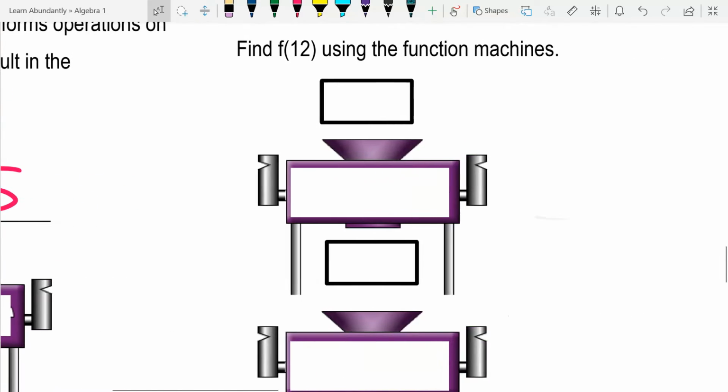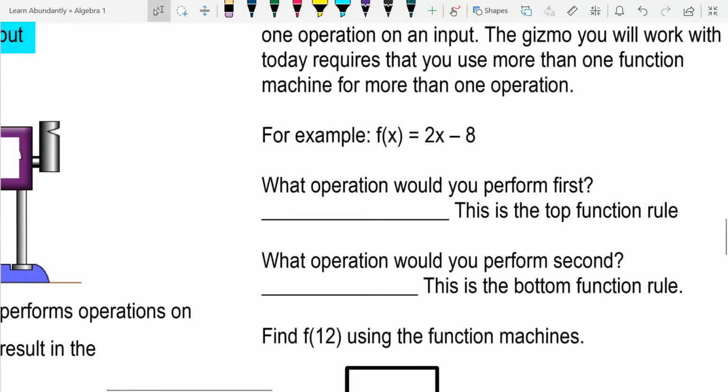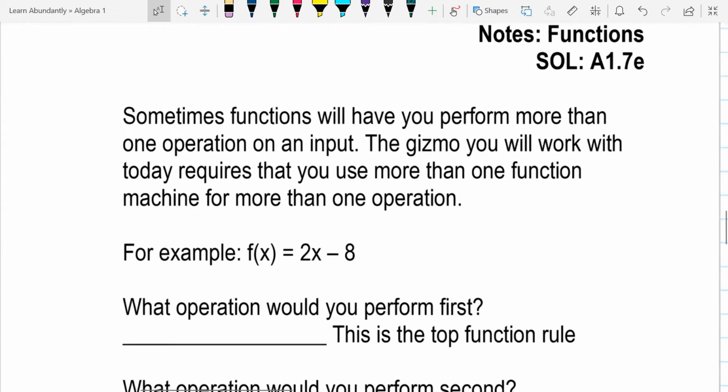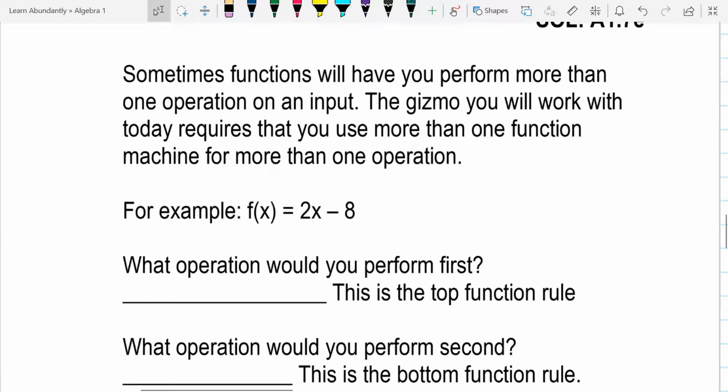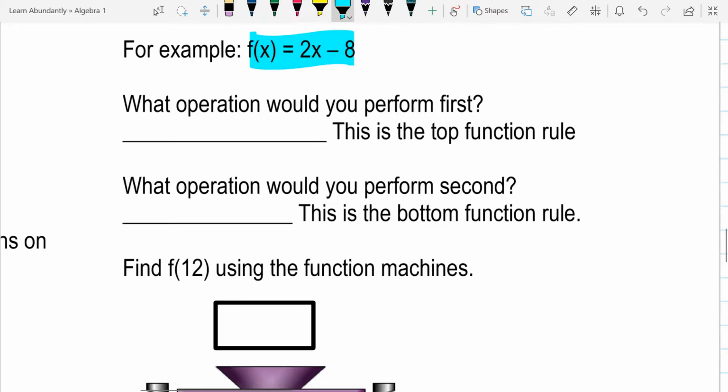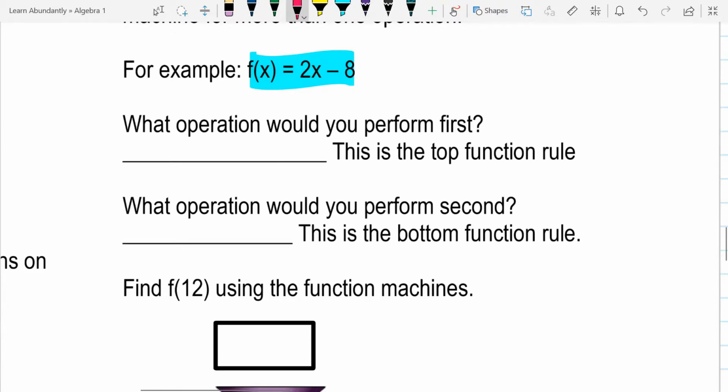Another way we can think about it is we could use it for more than one operation. So that was just one step, but we're going to try to do the same thing that we just did with the machine, except this time instead of just x and 8, I'm going to do 2x minus 8. So we're going to do that today with more than one operation. So the first thing we need to know is which operation we're going to do first. Well, if we follow order of operations, that means we're going to do multiplication first. We're going to multiply by 2. And then secondly, we're going to subtract 8.